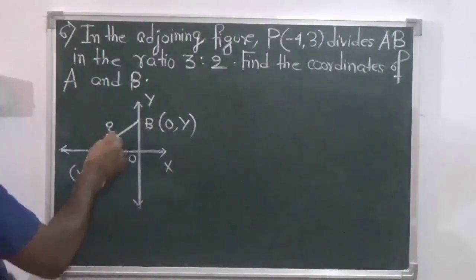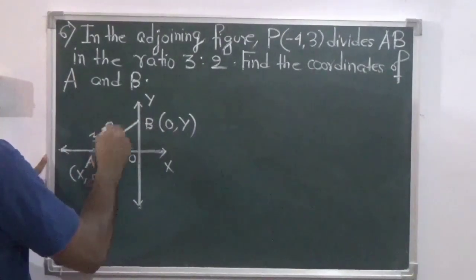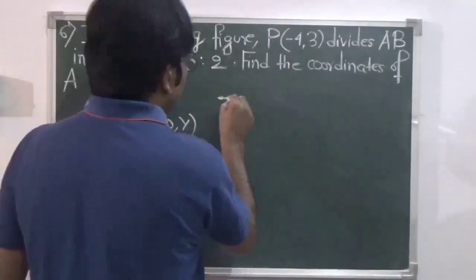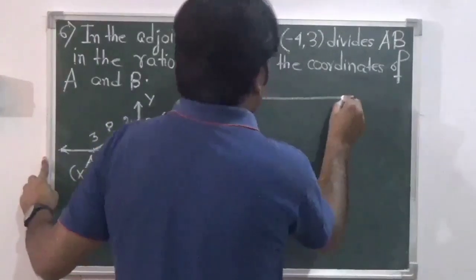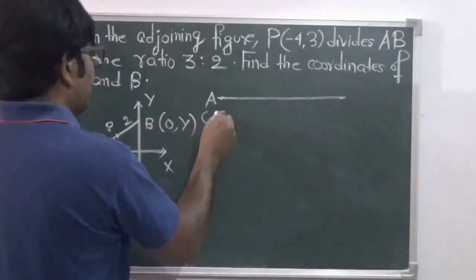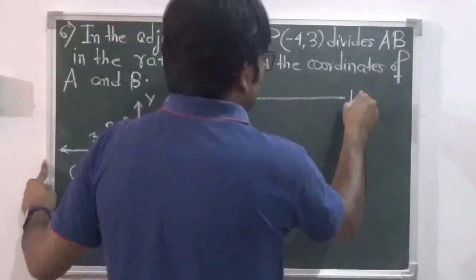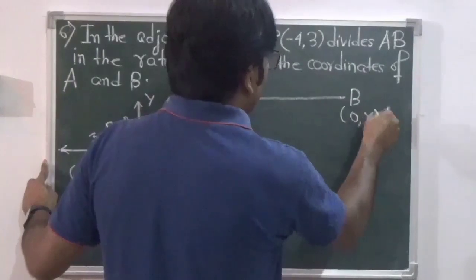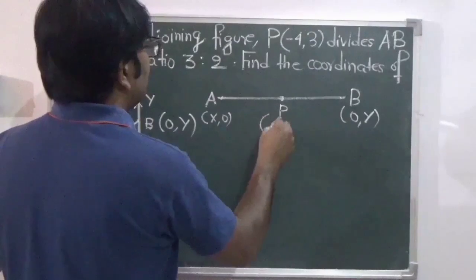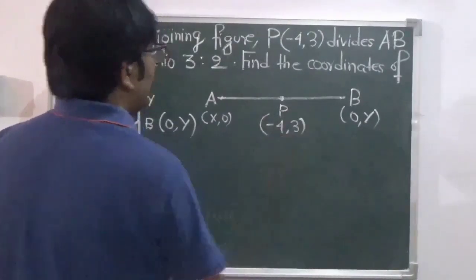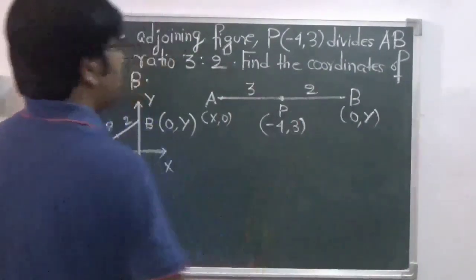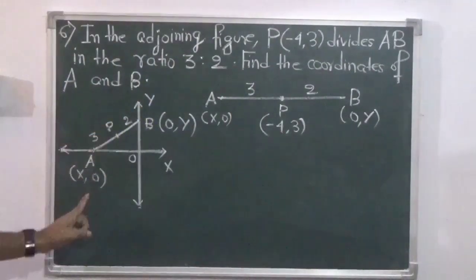This point P divides AB in the ratio of 3:2. So if we draw it again in the linear form, this is A, which we take as (x, 0), this is B, which is taken as (0, y), this is the point P, whose values are (-4, 3), and P divides AB in the ratio of 3:2. So we need to find the coordinates of A and B.